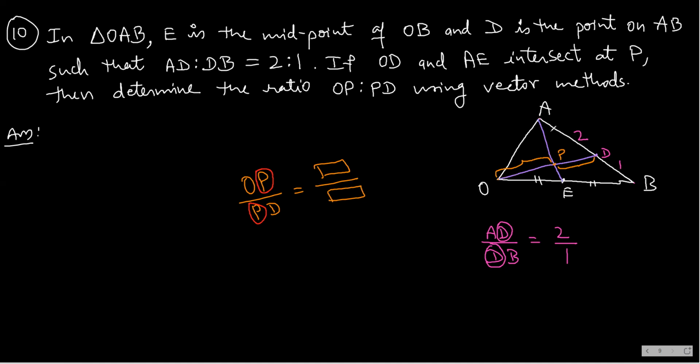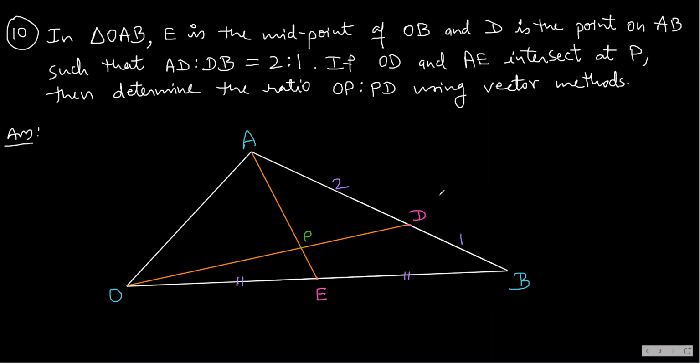What I will do is, for making you understand the question, I drew a rough diagram. Now I shall draw a better looking diagram. So here you have the triangle OAB as said in the question. E is the midpoint of OB, so I have taken point E as the midpoint of OB. See, you have OE equal to EB because E is the midpoint.